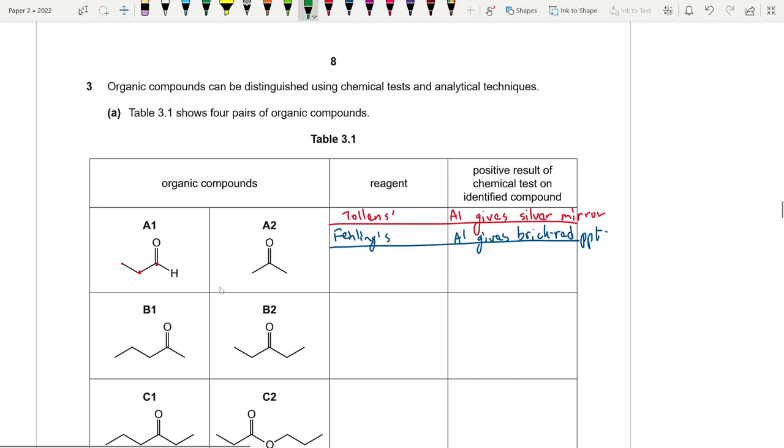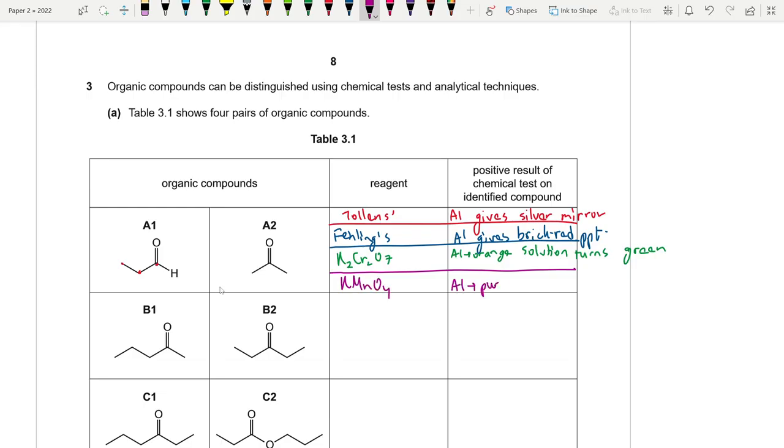You could also go for K2Cr2O7. So orange solution for A1. This is for A1. Orange solution turns green, orange to green. Or you could go for dichromate. Do you guys see the color coding? KMnO4, A1, purple to colorless. Purple solution turns colorless. Fine.